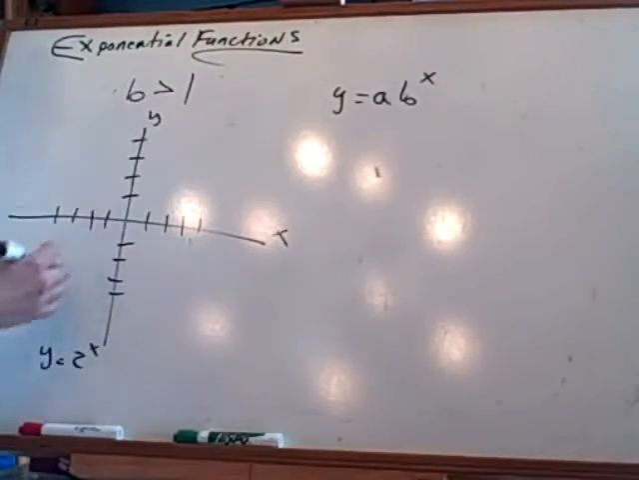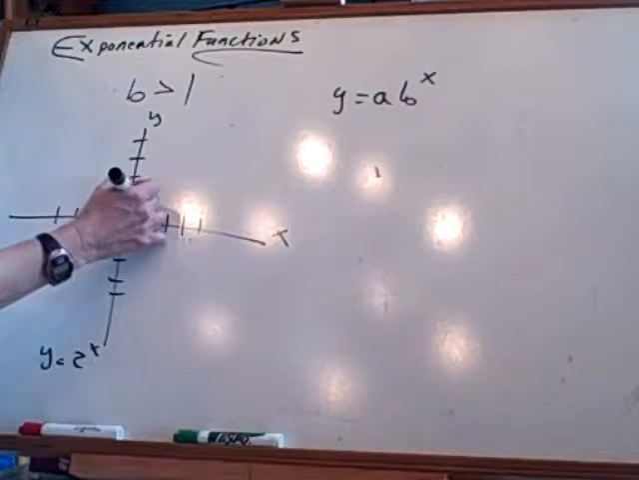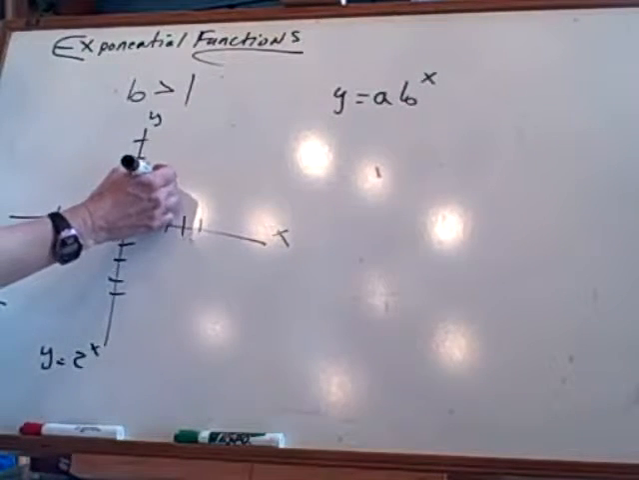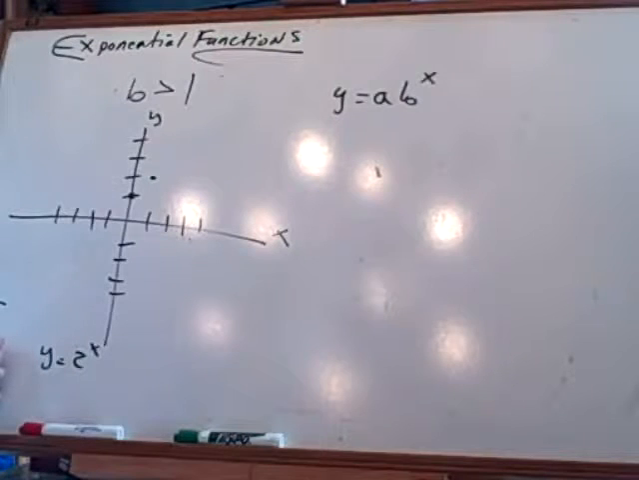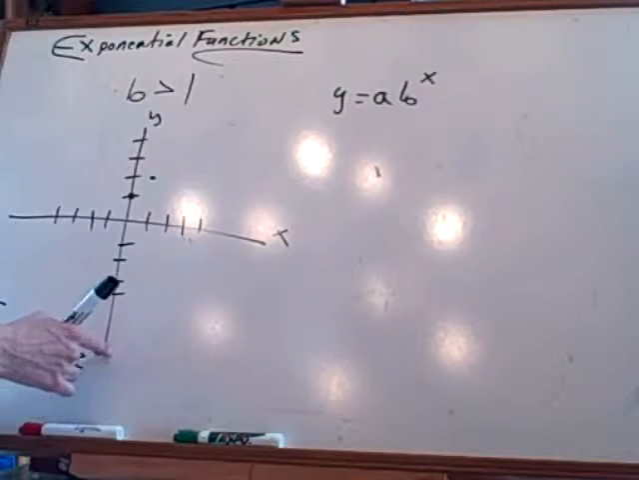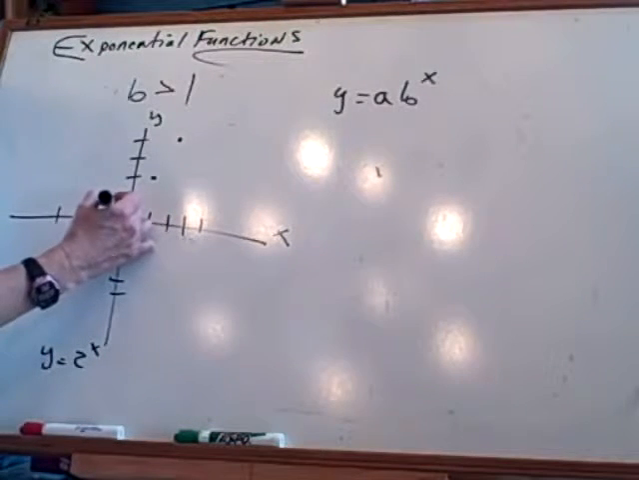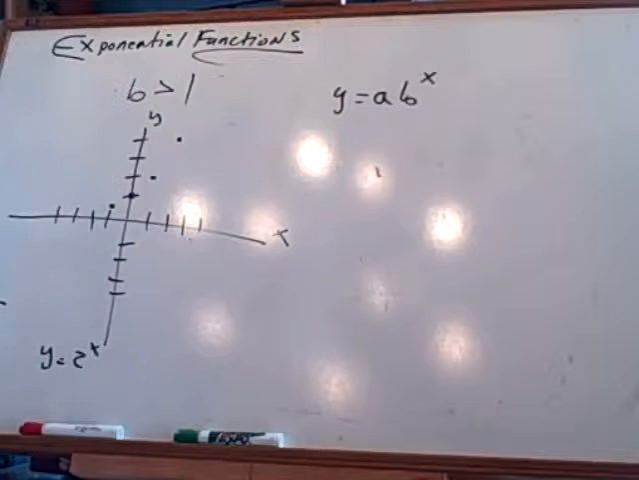Okay, so 0, 1 is going to go right here. What if I plugged in a 1? I'd get 2. What if I plugged in a 2? 2 squared is 4. What if I plugged in -1? 2 to the -1 would be 1 over 2 to the first, which would be 1/2. Now this is not easy to graph, but we're going to do our best. So far, so good?